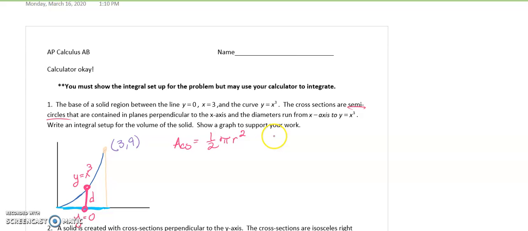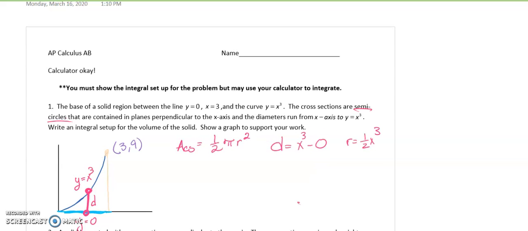So we have a diameter that equals x cubed minus 0. Therefore, the radius is 1/2 x cubed. Please take a moment, pause the video, and write the area of your cross section, and then give me an integral that represents the volume of the region.